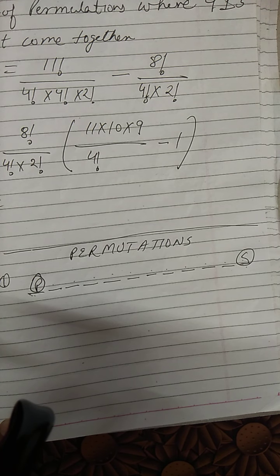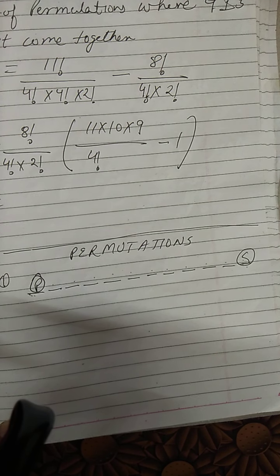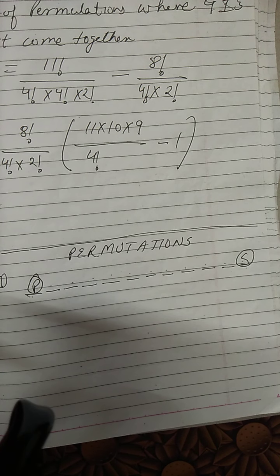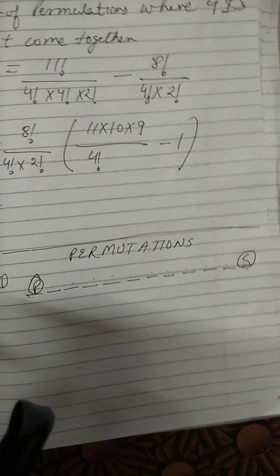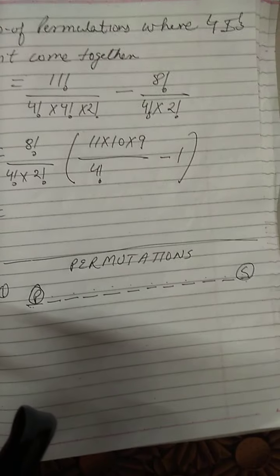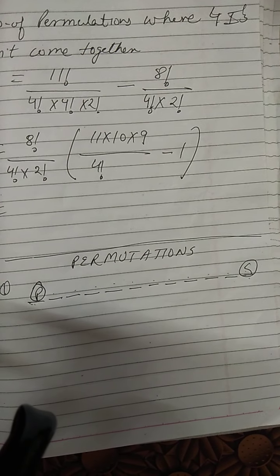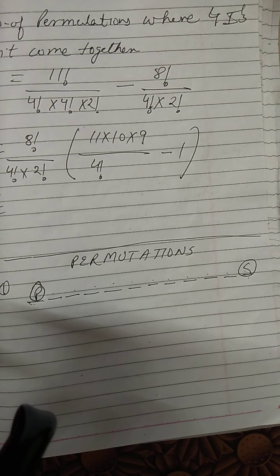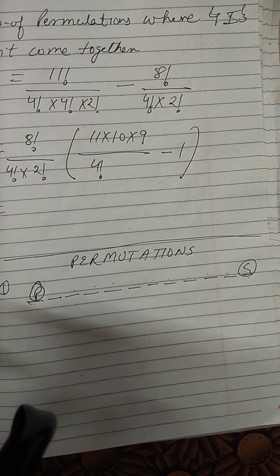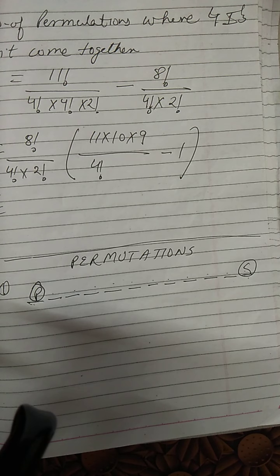Second, when all the vowels are together, we will do it the same way as we did in sum number 10, where all the 4 I's were together. In the second part we said all the 4 I's are coming together. So we will write down all the vowels together in this word and treat them as one object. That will give the permutations where vowels are coming together.